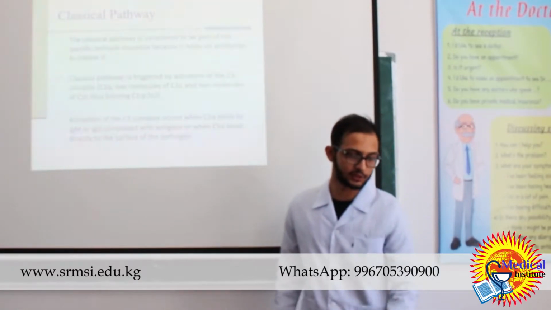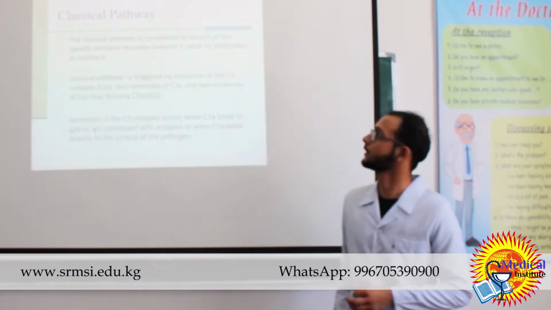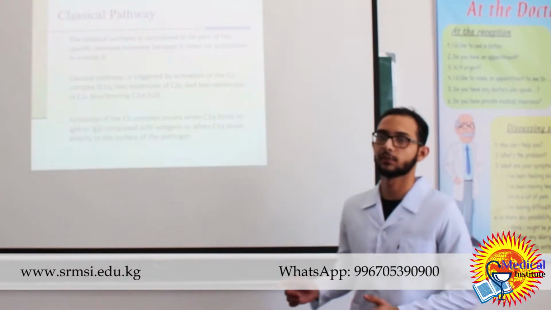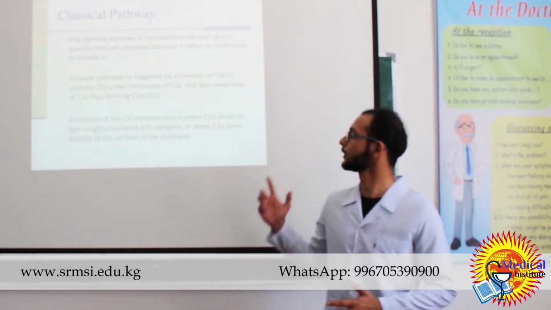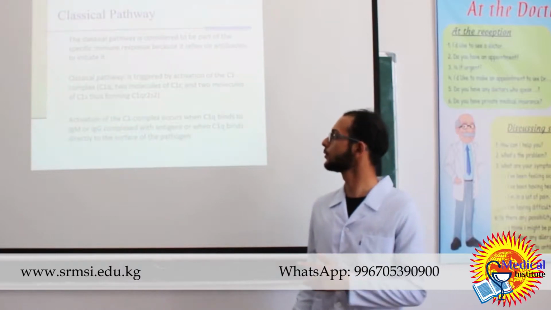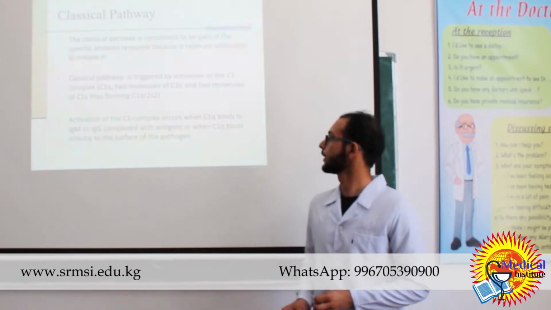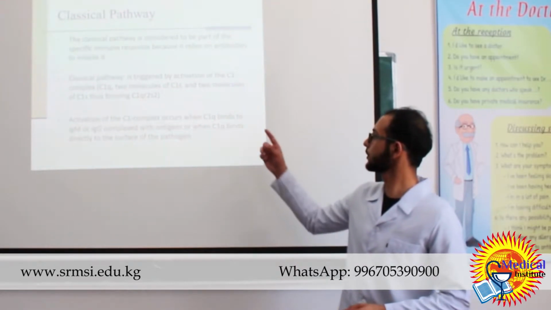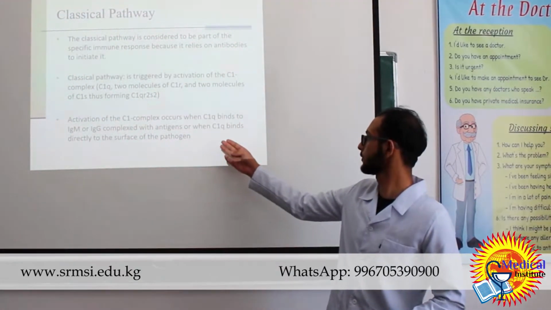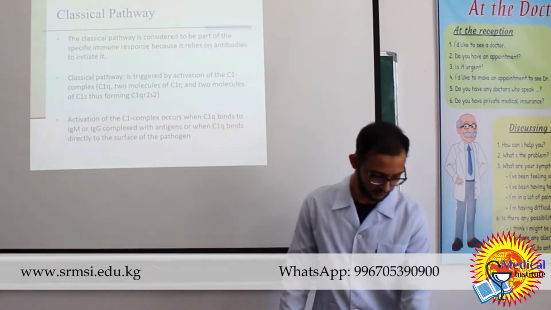The classical pathway is considered part of the specific immune system because it relies on antibodies that initiate it. The classical pathway is triggered by the C1 complex, which consists of one molecule of C1q, two molecules of C1r and two molecules of C1s. The activation of the C1 complex occurs when C1q binds to the IgM or IgG antibody complexed with the antigens, or when C1q binds directly to the surface of the pathogens.